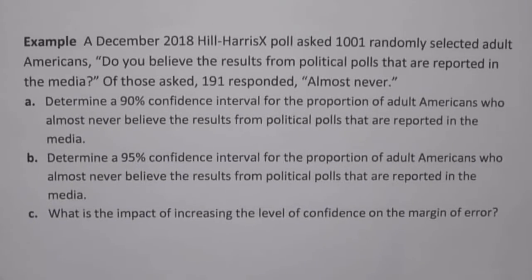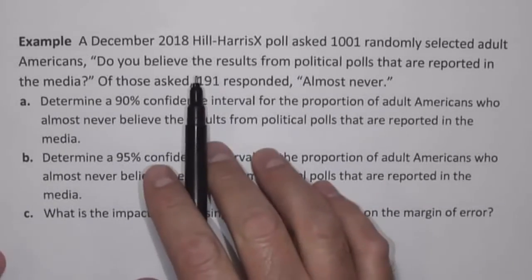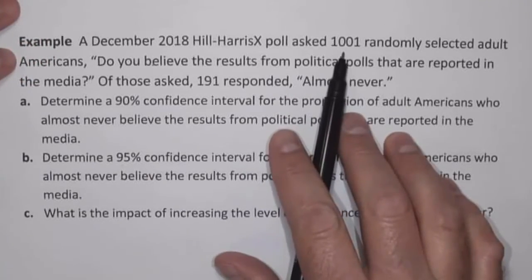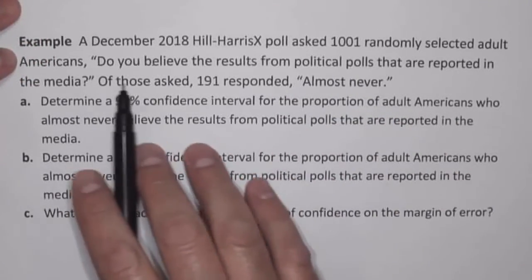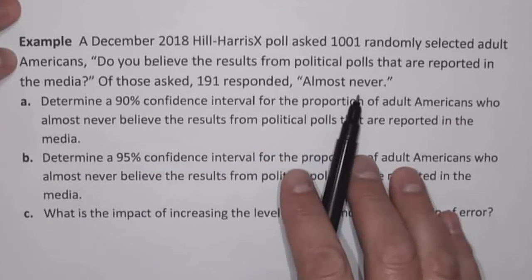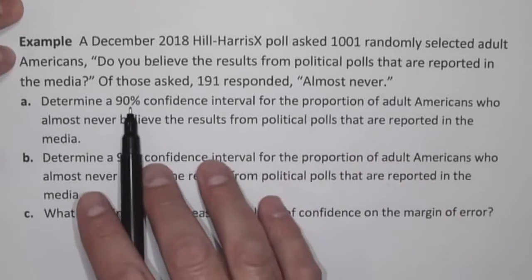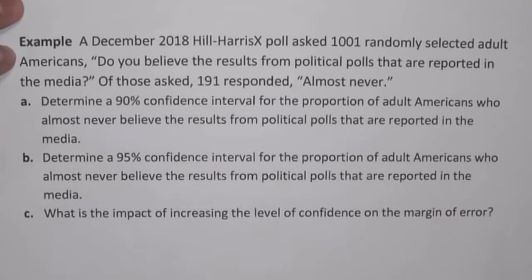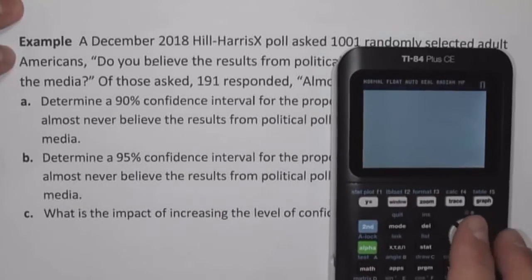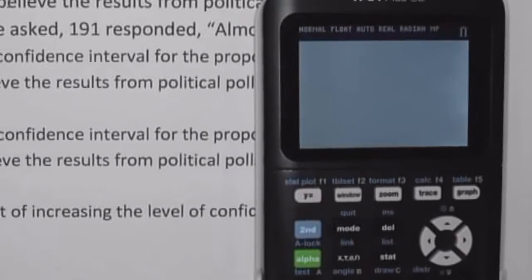So in our second example, we did the Hill-Harris-X poll, and there we had 1,001 randomly selected adults, and 191 responded that they almost never believed political polls that were reported in the media. So there we wanted to do both a 90% and a 95% confidence interval.